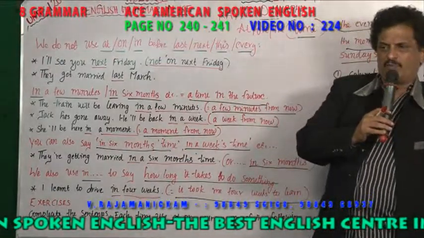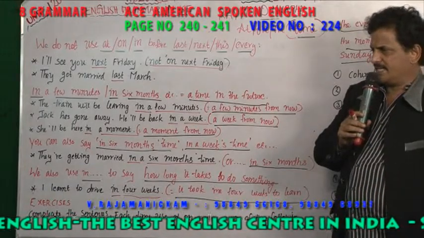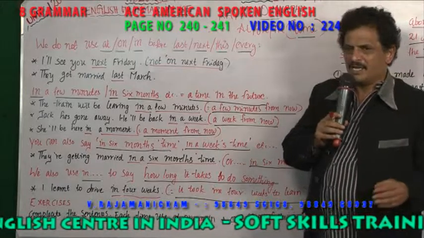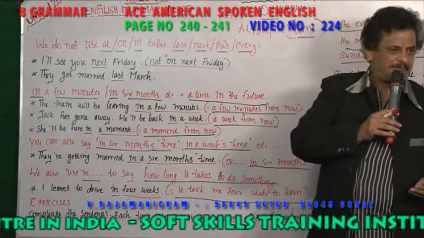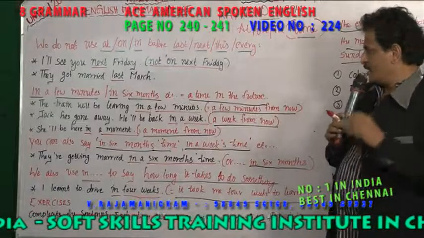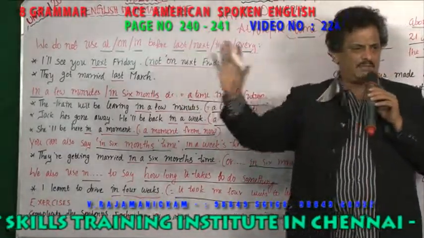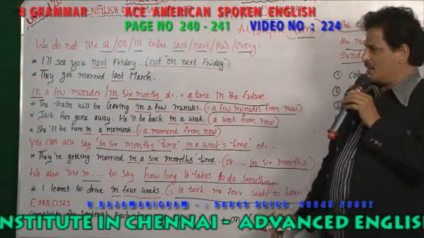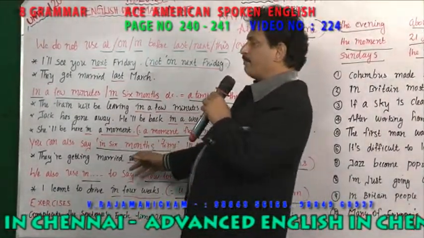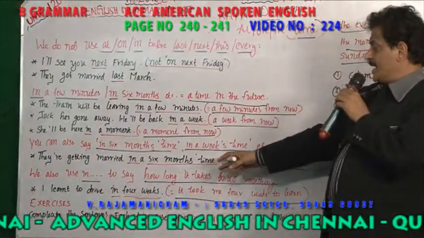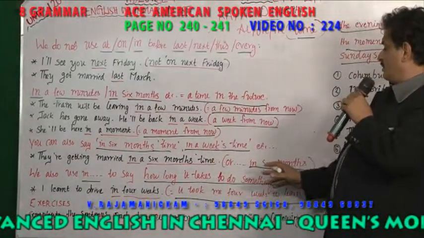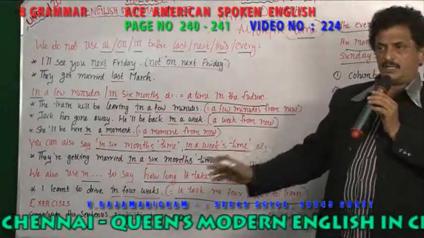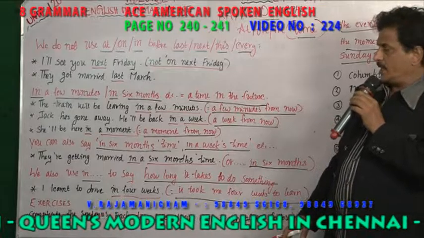I will repay the borrowed money in 6 months' time. What do you mean by in 6 months' time? Give me 6 months' time, right? 180 days. So in a week's time, I'll pay your amount in a week's time, within 7 days. See here, they are getting married in 6 months' time. What does in 6 months' time mean? Within a particular time, 6 months, 180 days. Before that, they're going to get married.